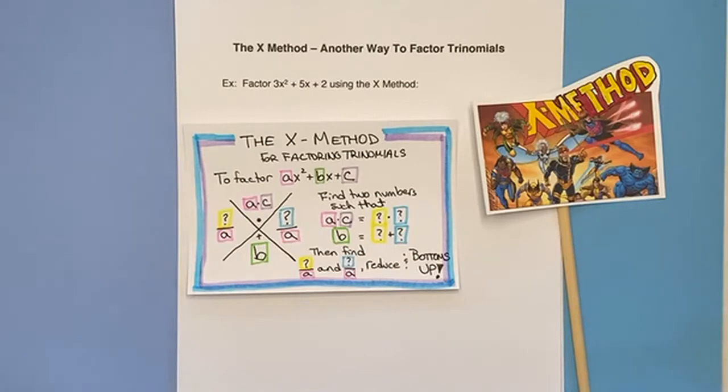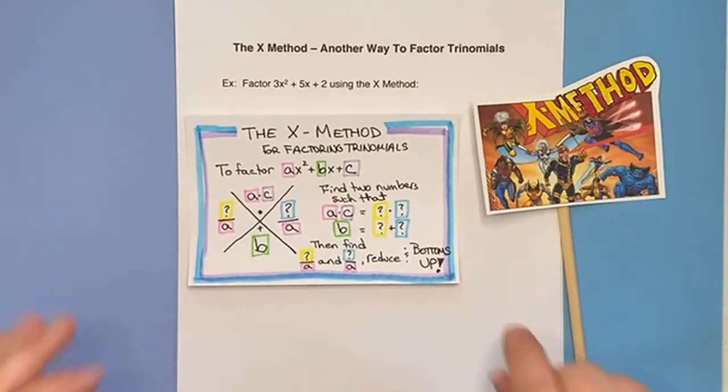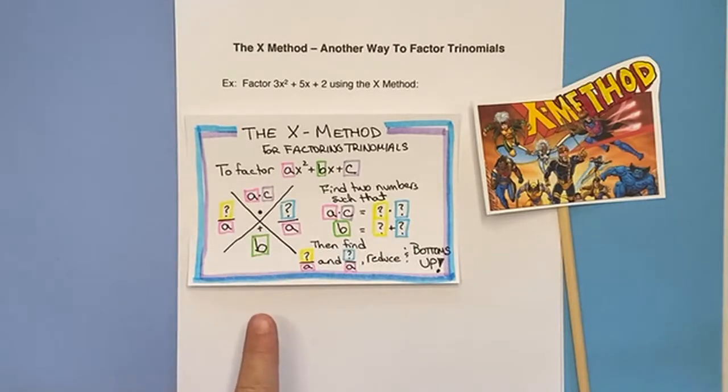So the first thing to take a look at, you may want to screenshot this. This is the method of using the X method. Now, some of you might be looking at that going, oh man, only Professor X could possibly understand this. And the answer is that is very possible. It could be that this card is only helpful for me, but this is what I use to help me remember the steps. This particular method for factoring trinomials is, once you get practice with it, faster than trial and error. And for some people, it's faster than the AC method.